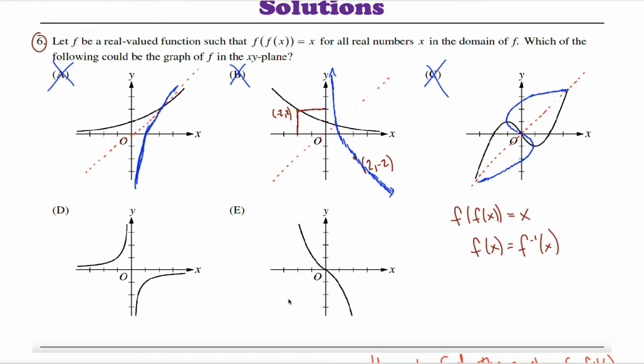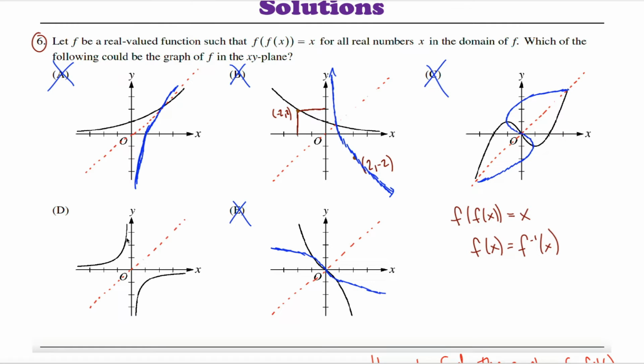Maybe I'll jump down to E here. You might think that if we reflect over this line, this black is going to land on this black, but that doesn't quite work out. What I instead get is something that looks more like this. Blue is not the same as black. E is not the answer. Through process of elimination, I'm feeling pretty good about D.